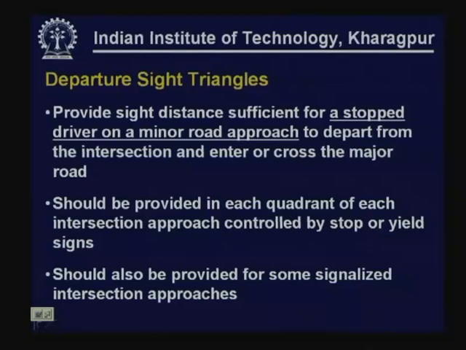Now, departure side triangles should be provided in each quadrant of each intersection approach controlled by generally a stop sign, because wherever there is a stop, a vehicle has to stop and then start the movement either to cross or to take a left turn or to take a right turn. For yield control intersections also, vehicles may be required to stop before they cross the road or take left or right turns. Now, departure side triangles should also be provided for some signalized approaches wherever it is necessary. We shall come back to this point later.